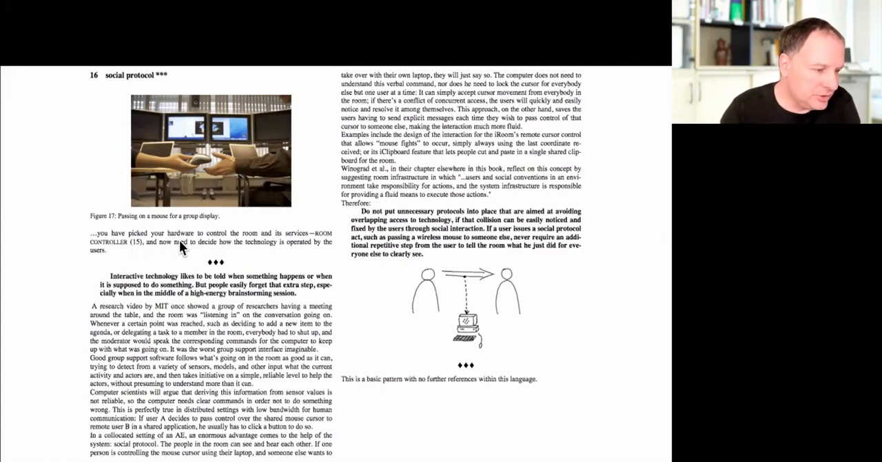And the current point in design where we should be, if we look at this pattern, is, you now need to decide how the technologies are operated by the users. And then comes a little problem statement that describes the issue we're facing, which is often that, if you have meeting software or an interactive room technology, it often needs to be told that something happened in the room. Like one person wants to pass control over a shared display to another one.